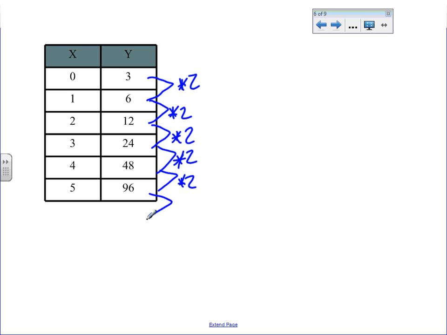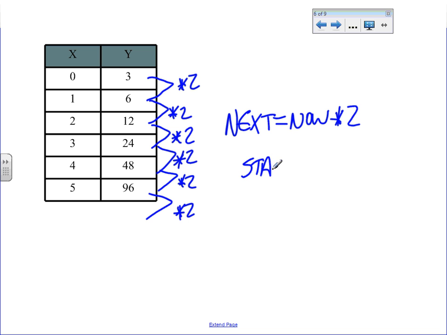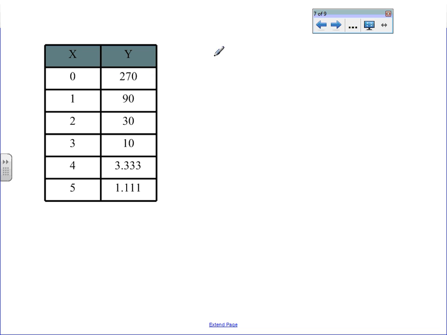So if I wanted the next number, what would I do? I take the number I have now, and I would probably multiply it by 2. So we just write it out. The next number equals the number that I have now times 2. And where are we starting? We're starting at 3. Go back to that 0th value, start at 3. Next equals now times 2, starting at 3.